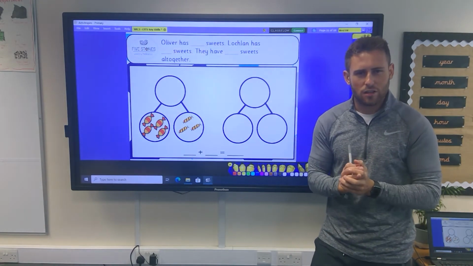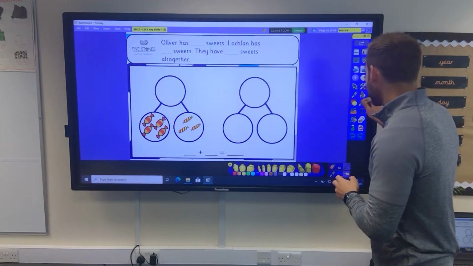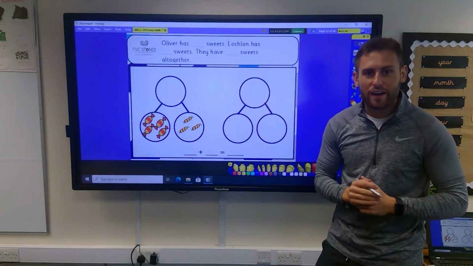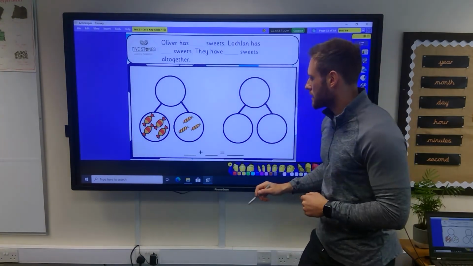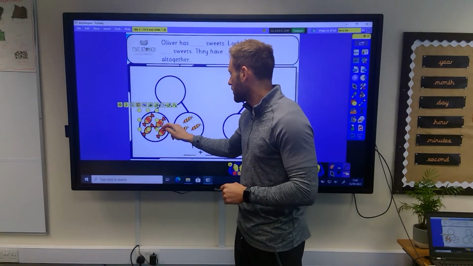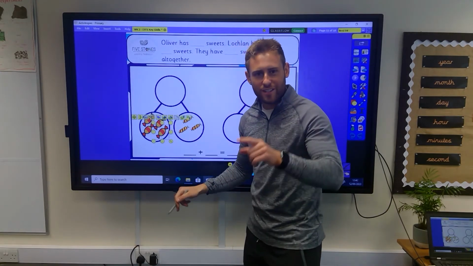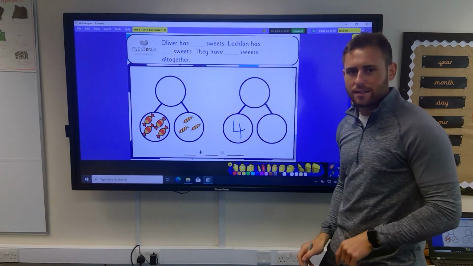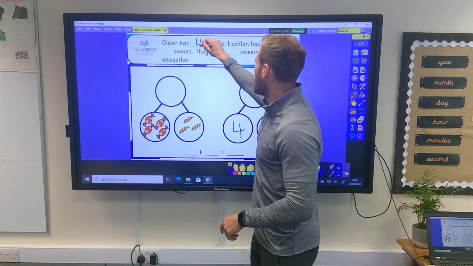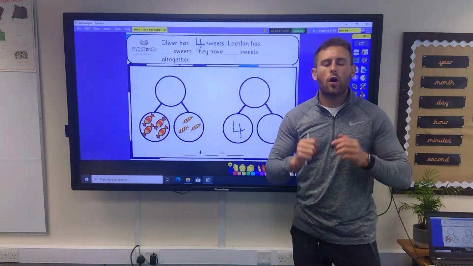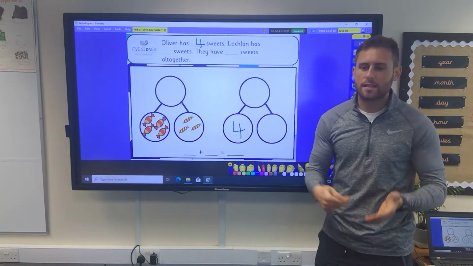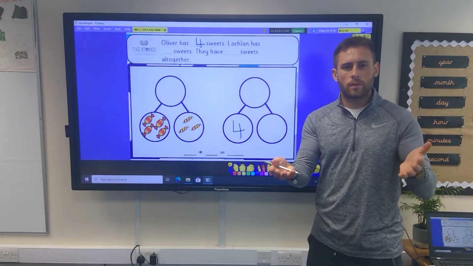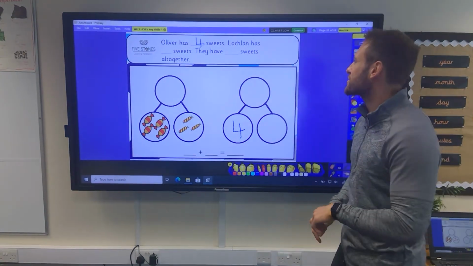So what might I need to do? Yes, that's great. We should probably start and try and find out how many sweets Oliver has. So let's start counting them. He has 1, 2, 3, 4. Did you get 4 as well? Brilliant. So Oliver has 4 sweets. Oliver has 4 sweets. Your turn. Yes, he does. He has 4 sweets.